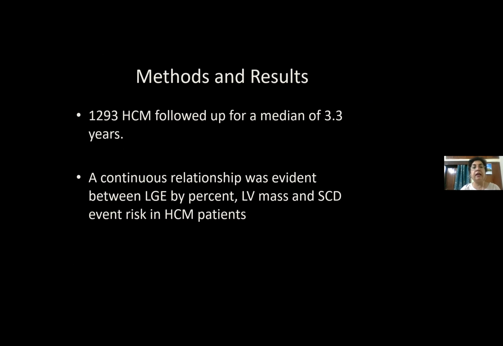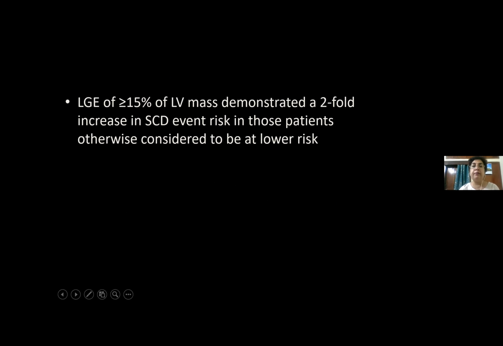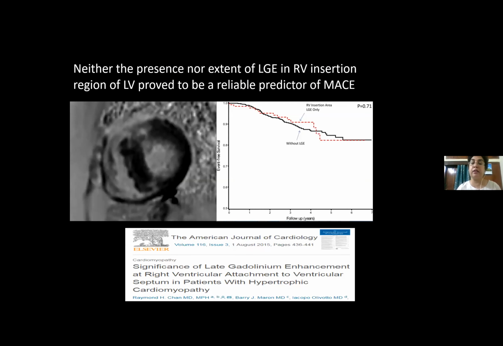So this study included 1,293 HCM patients, which were followed up for 3.3 years. And a continuous relationship was seen between LGE percentage, LV mass, and sudden cardiac death. And 15% showed a twofold increase in sudden cardiac death event risk. So this is a very often quoted journal for the use of using a cutoff of 15%.